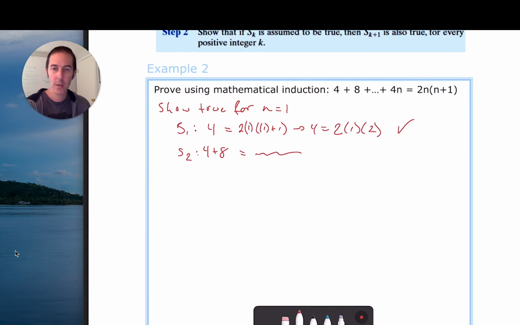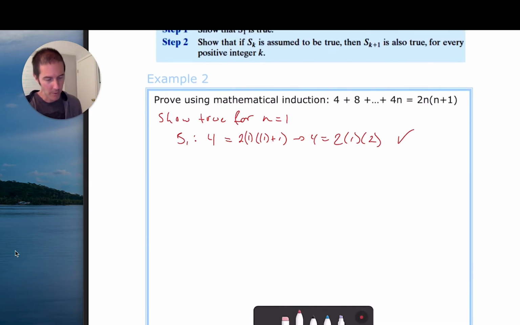And S sub 3 would have 4 plus 8 plus, waiting. 4 plus 4 makes 8. 8 plus 4 makes 12. 12! 4 plus 8 plus 12. We'd have 3 terms on the left-hand side for S sub 3. Okay. I don't want you to write that down because that's not part of the process. We're only supposed to start out by showing that it's true for S sub 1 up here at the top of your screen. Okay, let's do step 2 now. Show that if S sub k is assumed to be true, what does that look like?